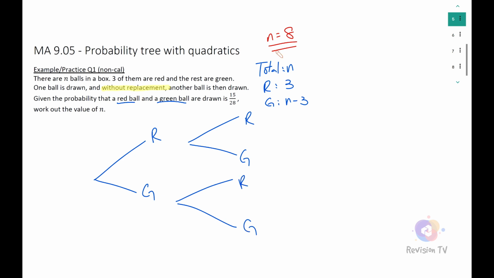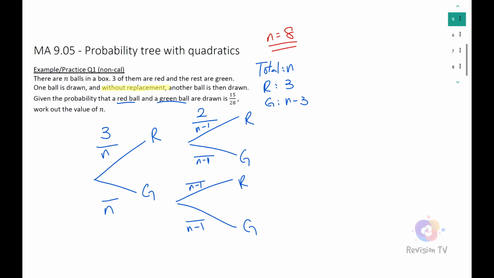So first time when we draw, it'll be out of the total n, right? But the second time when we draw, it'll be 1 less, so n minus 1. So the second branch, we can do n minus 1. A little tip for you is to do the denominator first. Now, when we first draw red, there were 3. Second time we draw red, there'll be 1 less, so 2.